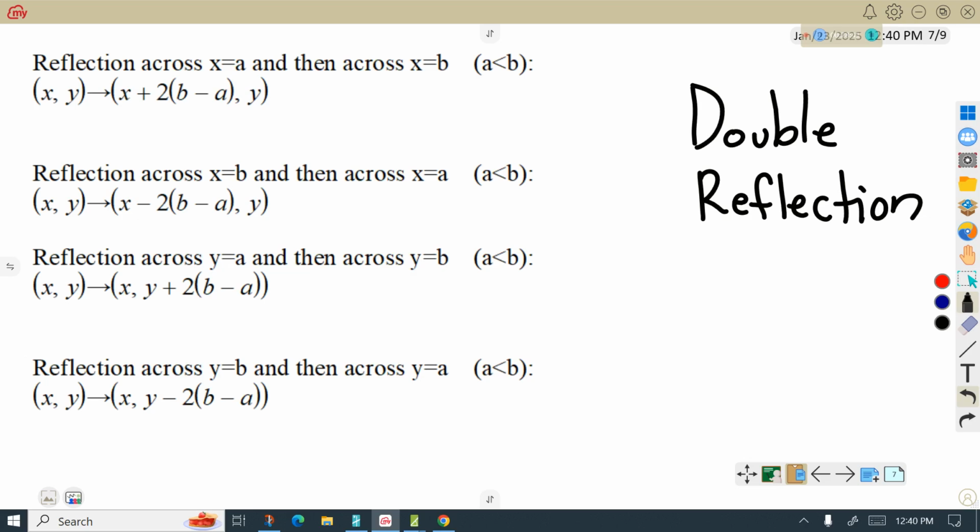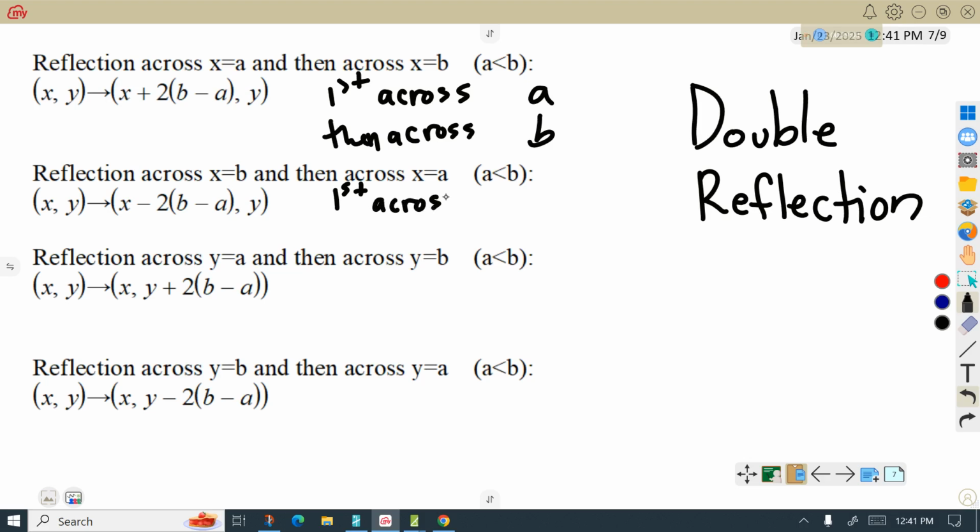But you have to notice the difference. In this one, we go first across A, and then we end up going across B. See that? What happens on this one? This one says first we go across B, and then we go across A. So that's different. Notice the order is what is different. The only thing different between these two is the plus and the minus.